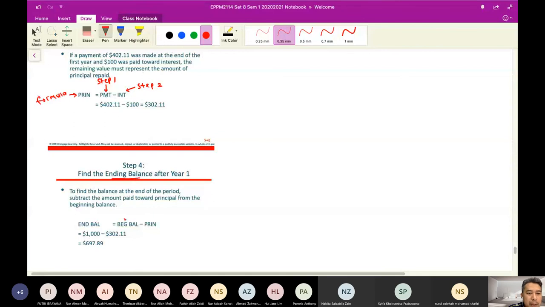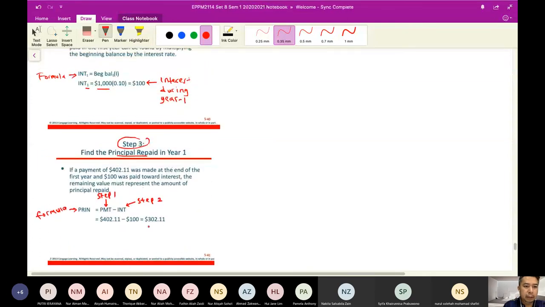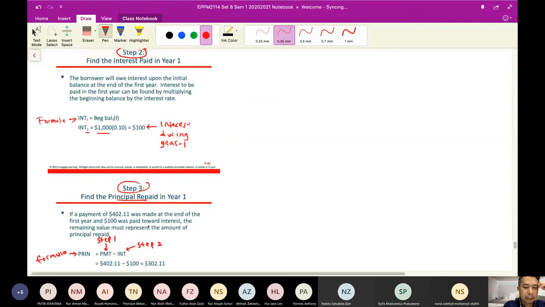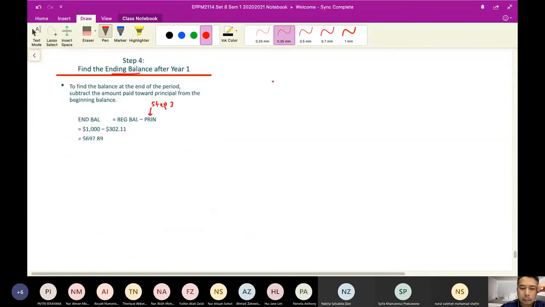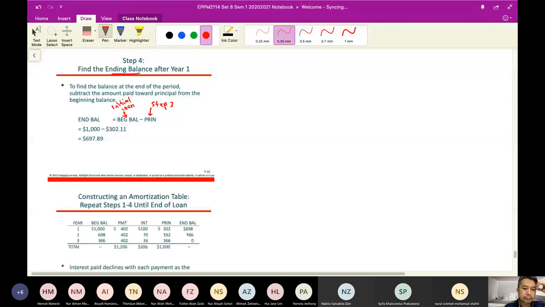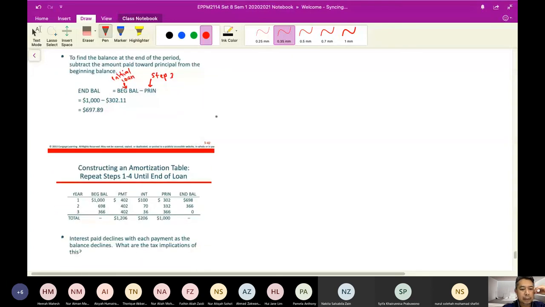Ending balance is equal to beginning balance minus principal. Principal here is the step three. Beginning balance we get from the initial loan. Okay, so that is step four, and present it in the table.